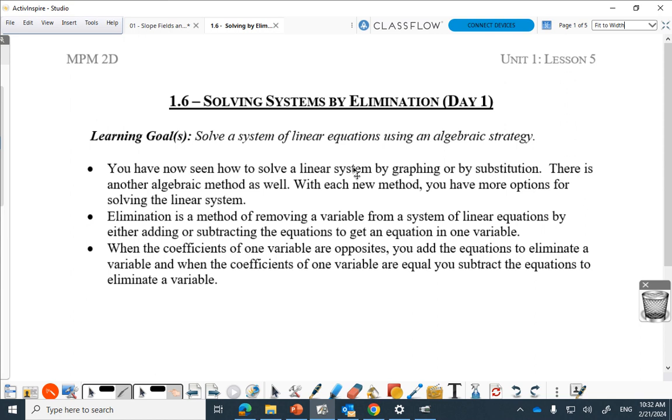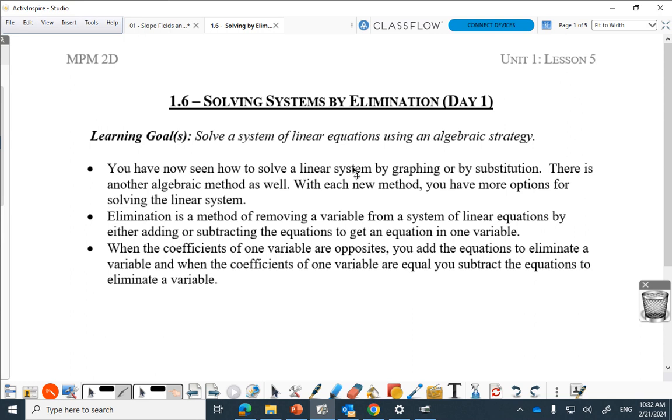Isn't that what we did? We're already doing that. That's what substitution is. Here's another way. You have now seen how to solve a linear system by graphing or by substitution. There is another algebraic method as well. With each new method, you have more options for solving the linear system. That is, if the numbers are big or if they're decimals, probably substitution's better than graphing. Now we'll find out when this one might be better.